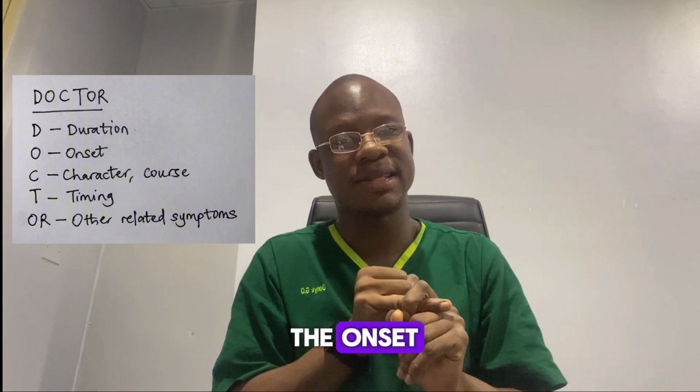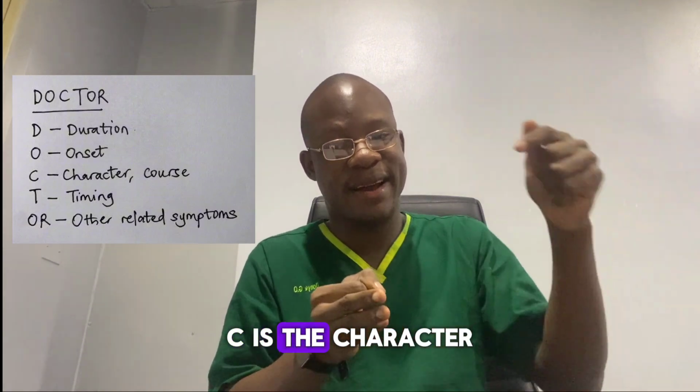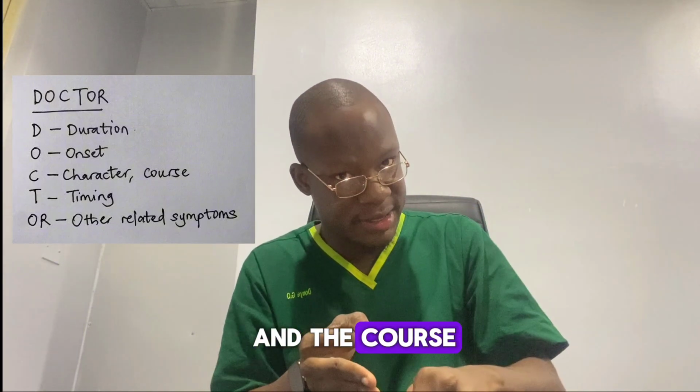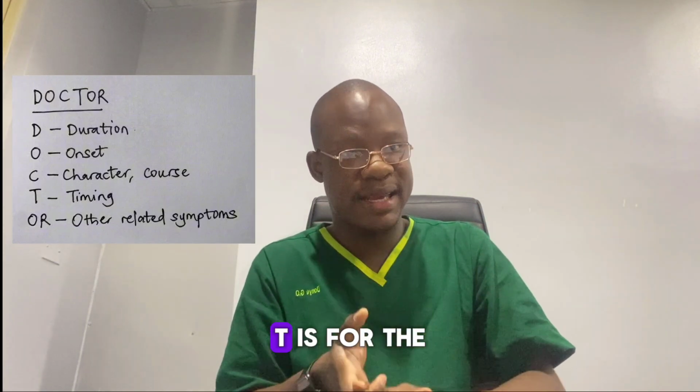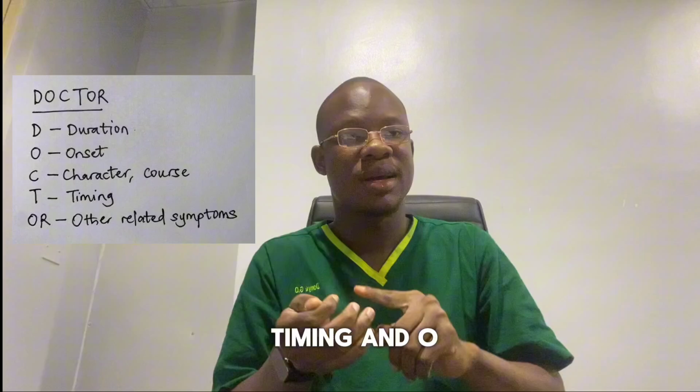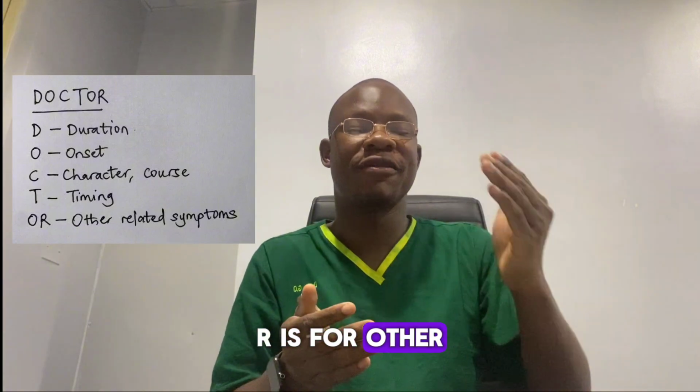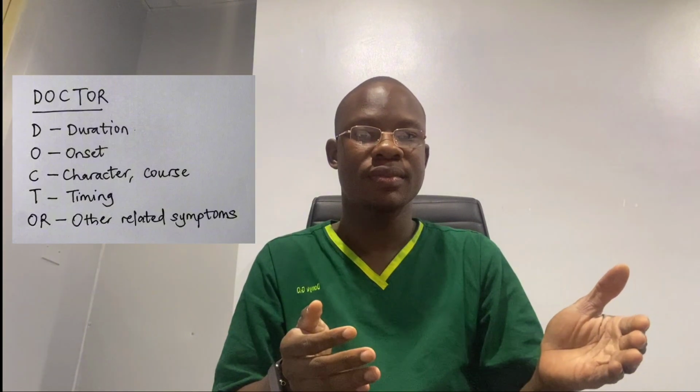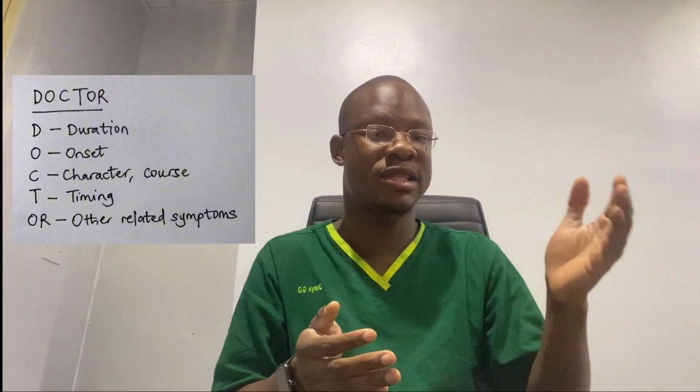O is the onset, C is the character and the course, T is for the timing, and OR is for other related symptoms.